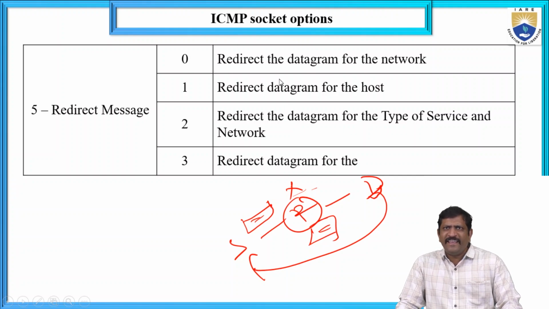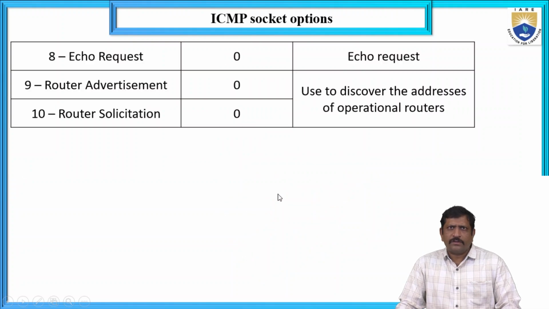So 0 indicates redirect the datagram for the network. 1 indicates redirect the datagram for the host. 2 indicates redirect the datagram for the type of service and network. 3 indicates redirect the datagram for the source.